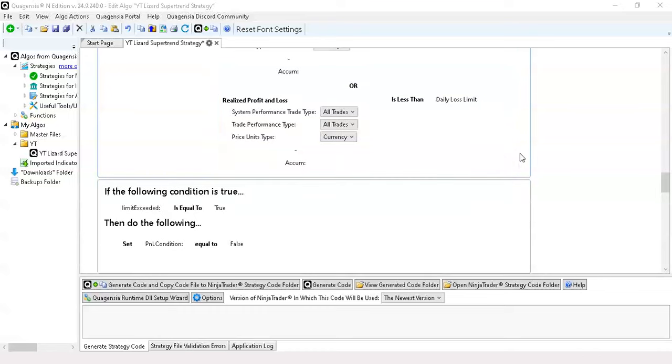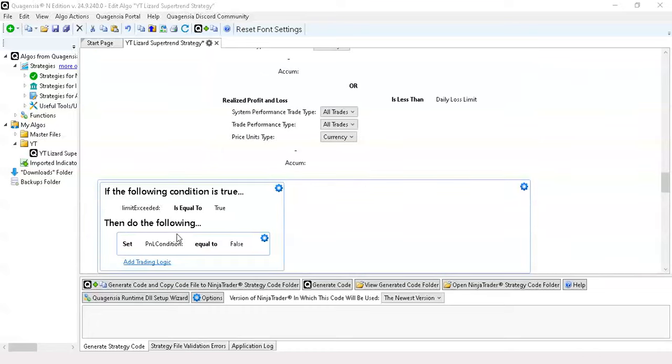Now, in order to keep the trading safe, we have two special flags along with the special bank. One is a green flag, the profit and loss condition. The other is a red flag, the limit exceeded. These flags help us stick to our daily trading goals.